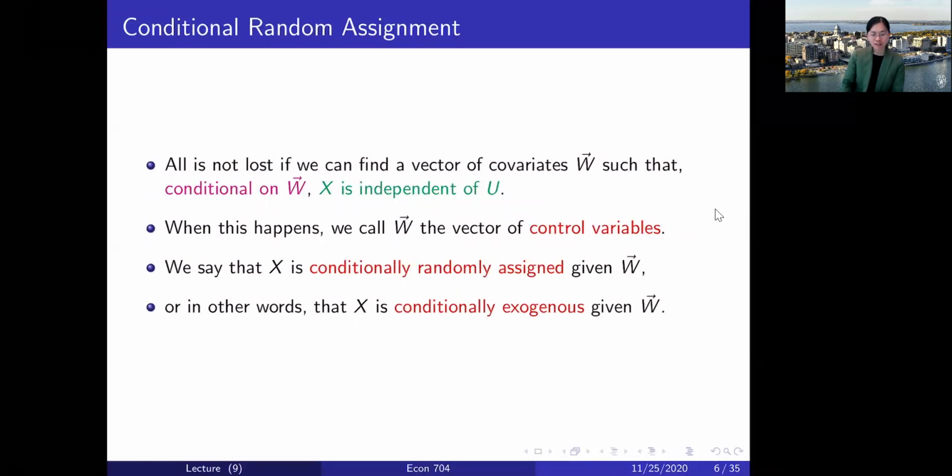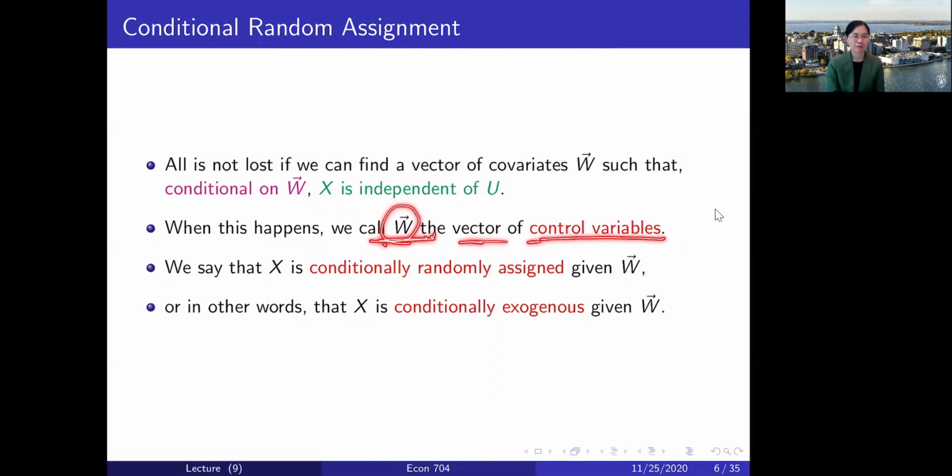However, we say that all is not lost. We can still save the situation if we can restore random assignment by controlling some covariates W. So what do we mean by that? We want to find a vector of covariates W such that conditional on W, X is independent of the error term U. And when that happens, we say this W is a vector of control variables. That's controlling W, fixing the value of W.